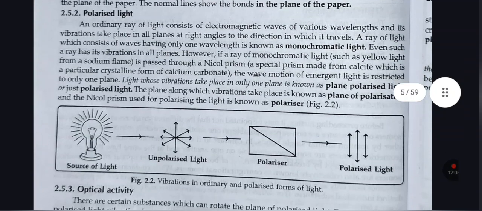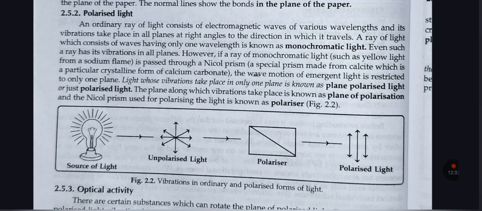Polarized light. An ordinary ray of light consists of electromagnetic waves of various wavelengths and its vibration takes place in all planes at right angles to the direction in which it travels. A ray of light which consists of waves having only one wavelength is known as monochromatic light. Even such a ray has its vibration in all planes.